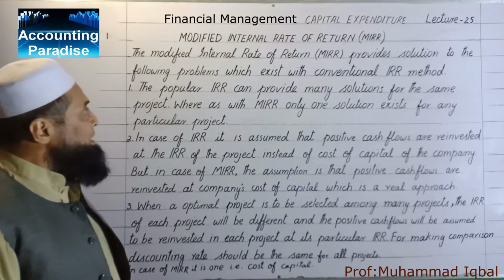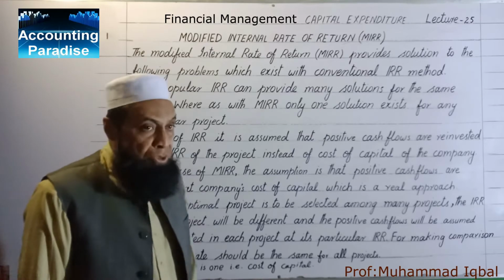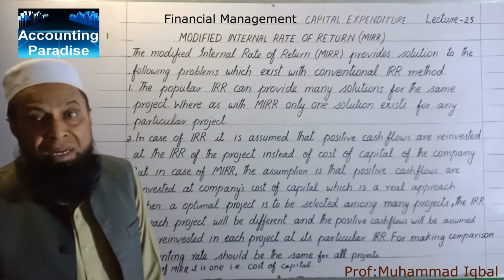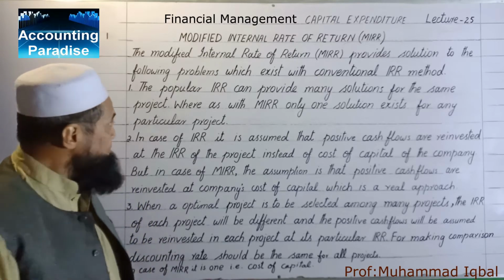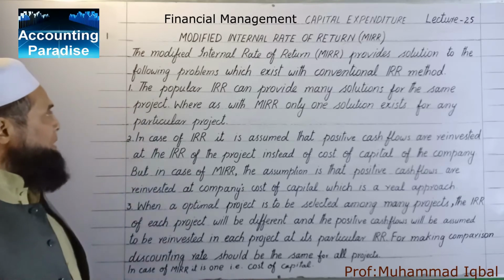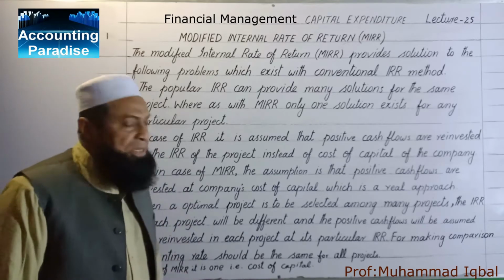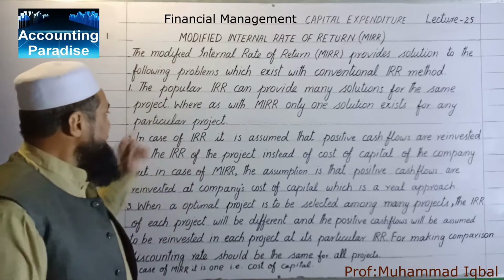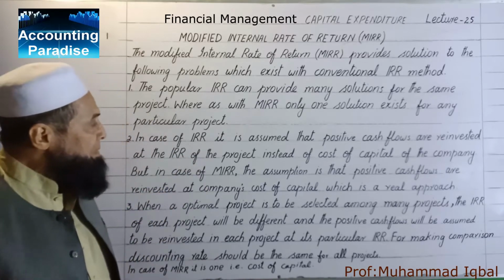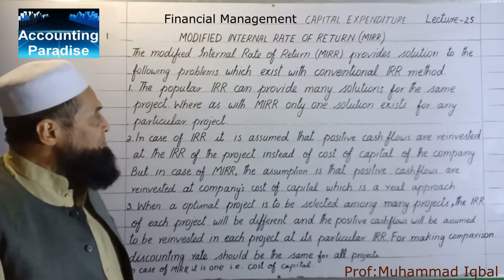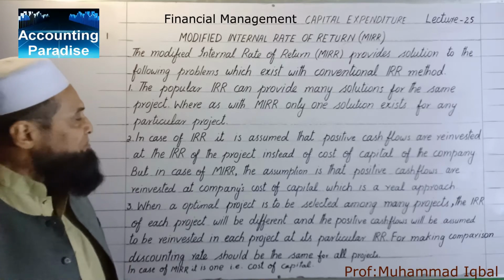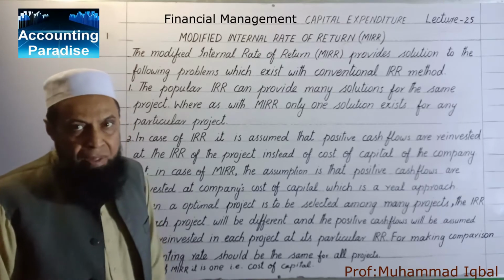The modified internal rate of return provides a solution to the following problems which exist with the conventional IRR method. Problem number one is that the popular IRR can provide many solutions for the same project, whereas with modified IRR, only one solution exists for any particular project.